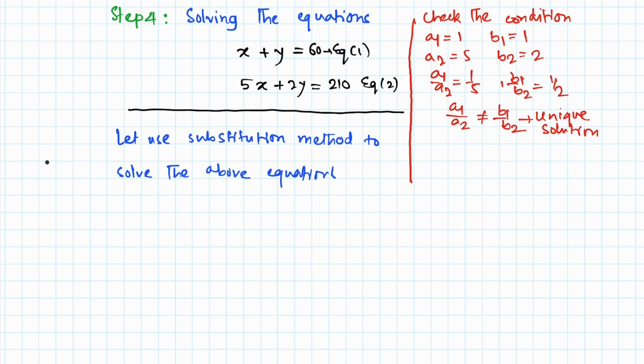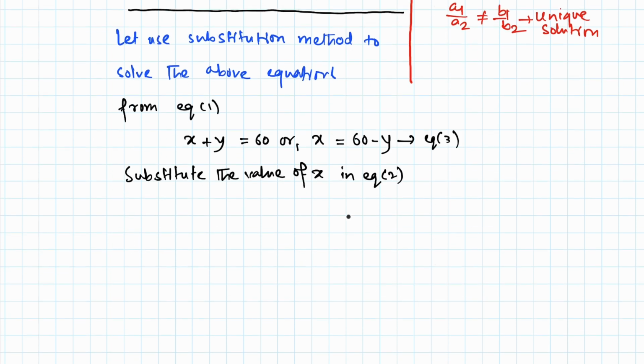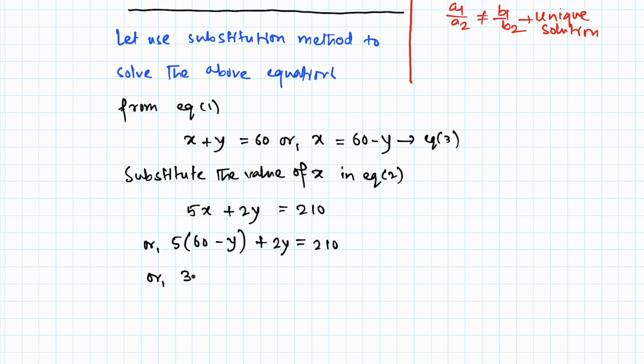What will you do? Now from equation 1, x plus y is equal to 60, or x equal to 60 minus y. This is equation 3. Now substitute the value of x in equation 2. So what is equation 2? It is 5x plus 2y equal to 210. Now 5 into x, 5 into 60 minus y, plus 2y equal to 210. Now that will become 300 minus 5y plus 2y equal to 210.